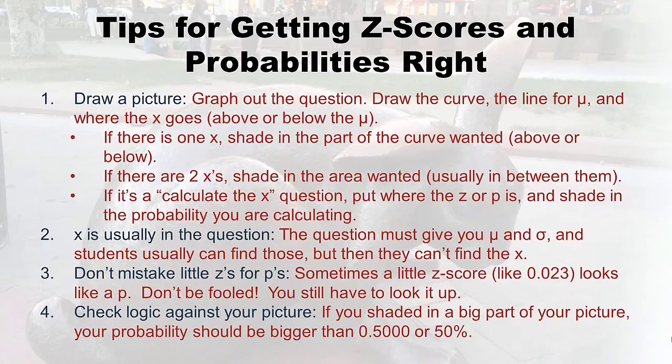Then finally, remember how step 1 was draw a picture, and I went on and on about that? Step 99, or the last step before you're done with the question, is check your logic against that picture. So if you shaded a big part of your picture, your probability should be bigger than 0.5 or 50%. If you shaded a little tiny part of your picture and you're getting like 0.95, you know that's wrong. So please check your logic against the picture before you say that you're done with your question. Okay?